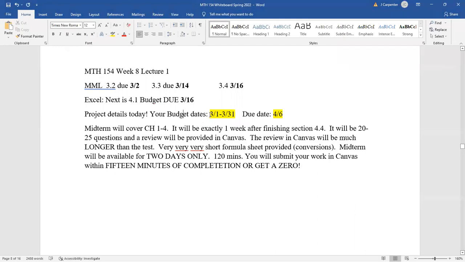And again, your budget dates are March 1st through 31st, so that does include yesterday, but one day behind shouldn't be a big deal. And if for some reason you don't remember what you spent yesterday, if you just end up leaving March 1st blank, how am I going to know that you spent money? I'm not going to be looking at your bank accounts or anything like that. And then we're going to say that this is due on April 6th.